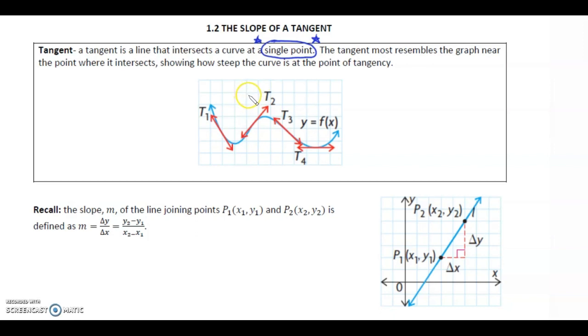So a tangent most resembles the graph near the point where it intersects, showing how steep the curve is, and it's called that point of tangency. So this is a curve, this blue curve is here, and there's a bunch of different tangents drawn, okay? So this tangent, again, it's a line, okay? The single point would be approximately here, I would say right in the middle, right?